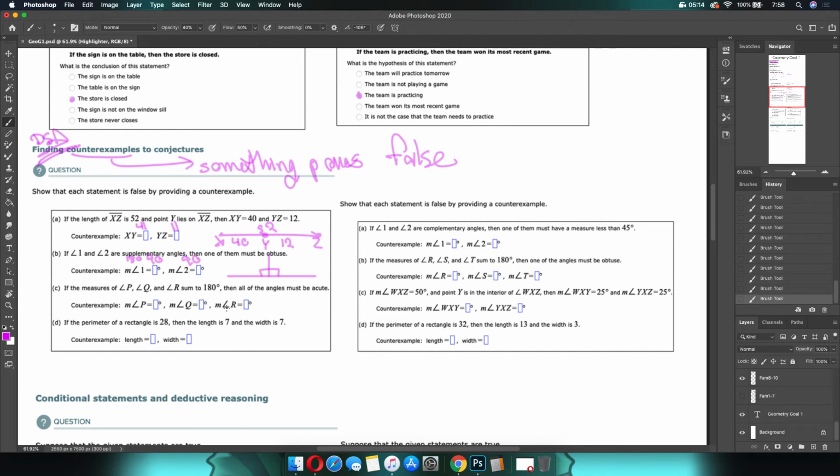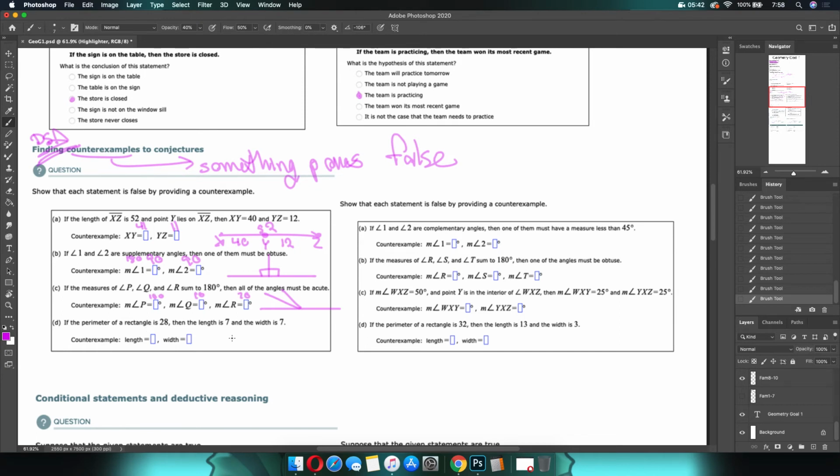If the measures of all of these angles add up to 180, then all of them must be acute. In other words, all of them must be less than 90. Well, gee, there's a good example of a counterexample. That's 3 angles that add up to 180, and one of them is very obviously an obtuse angle. So let's say 100, 10, and 70. Those all add up to 180, and one of them is over 90.